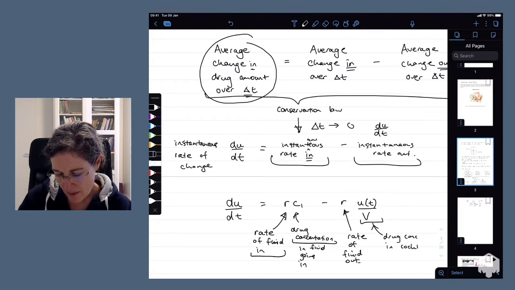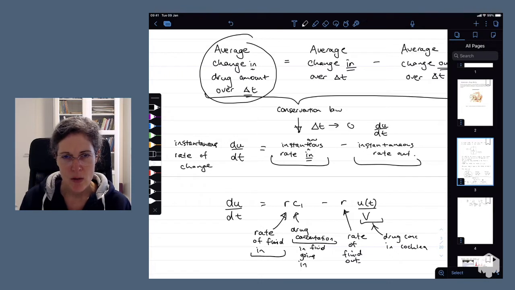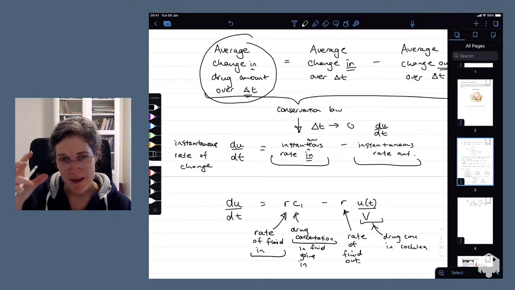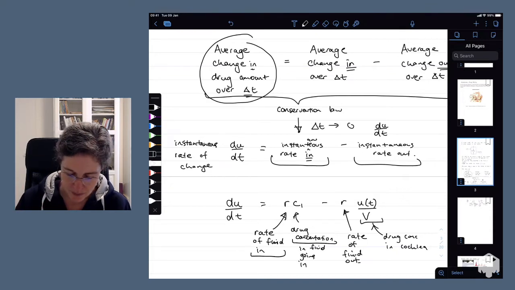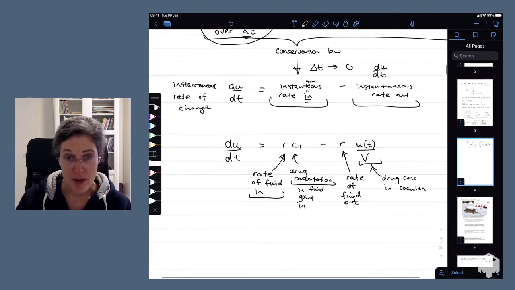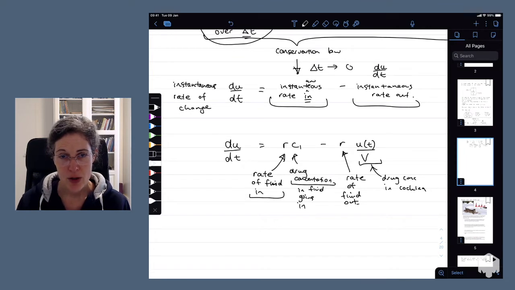So you're probably saying, well, we're making a lot of assumptions here, and we certainly are. We're assuming that as the drug goes into the cochlea, it gets perfectly mixed. So it's not like there's some diffusion gradient or something over there. And you can start with a simple system like this and then build in complications. But for the moment, this is pretty good. So here we go. We've just created our first differential equation.